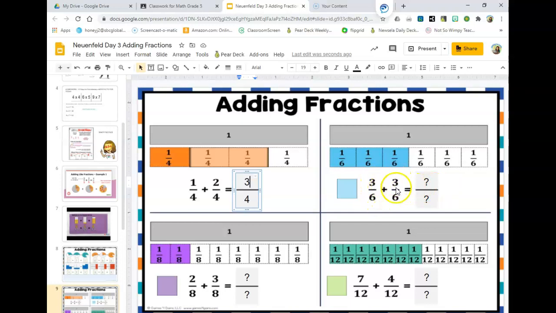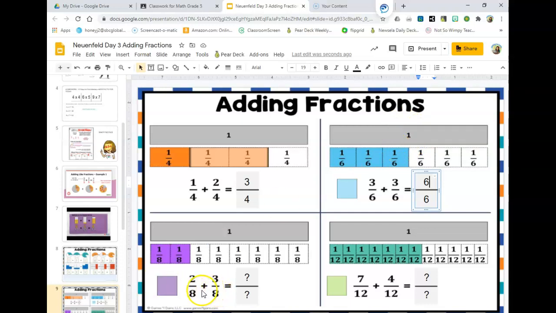3/6 plus 3/6 equals what? Well, our denominator is 6, so that means my denominator is going to be 6 right here as well. 3 plus 3 equals 6. So our answer is 6/6. How much is 6/6 worth? 1, 2, 3, 4, 5, 6. 6/6 is also the same thing as 1.